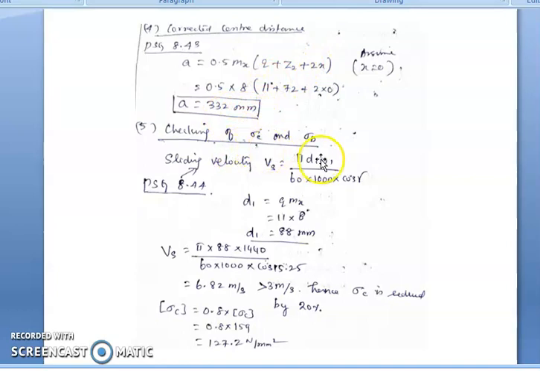Again, the checking of sigma C and sigma B. This is actually similar to the other drives. Here the sliding velocity formula includes slight changes, it includes cos gamma. So by using this relation 6.82, here is another condition: if the sliding velocity is greater than 3 meter per second, the sigma C is reduced by 20%. So initially we have 150, now it is reduced to 140 something.